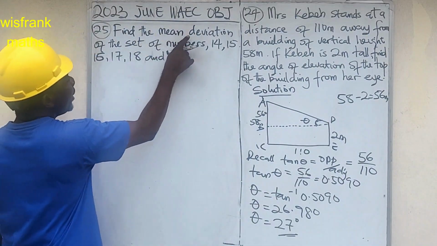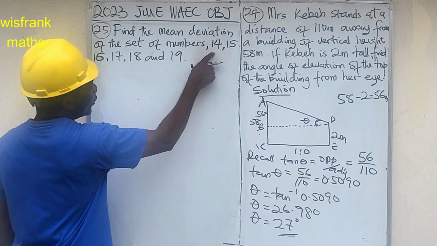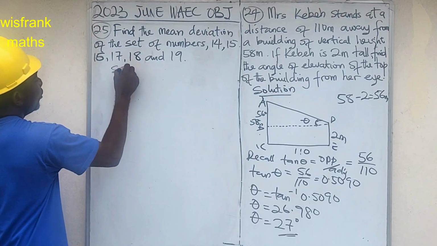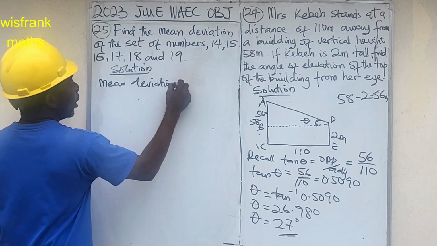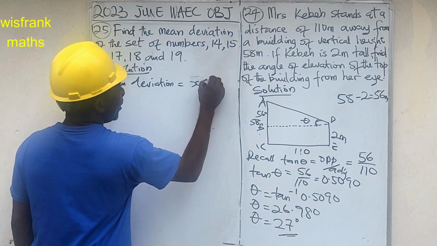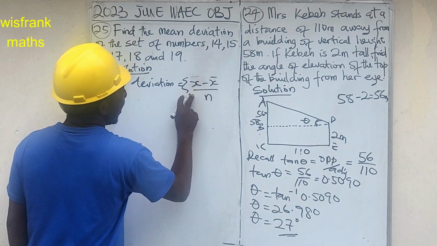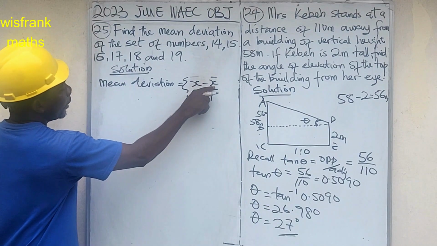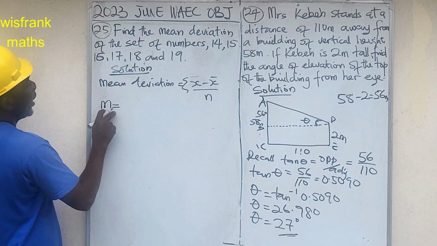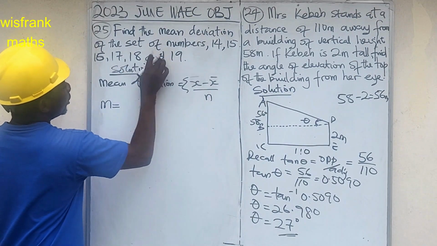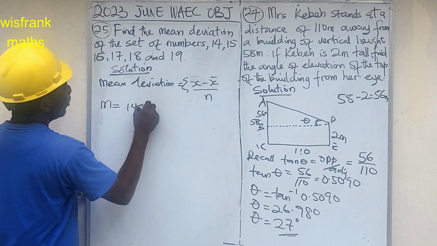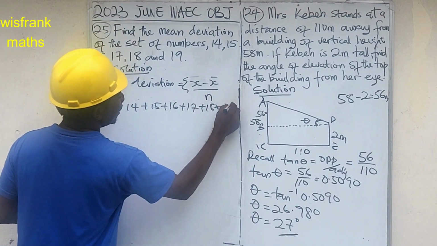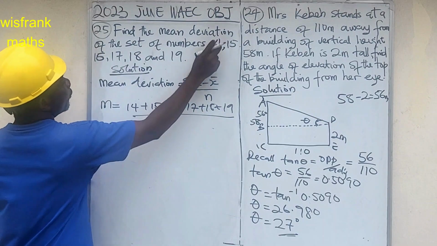25. Find the mean deviation of the set of numbers 14, 15, 16, 17, 18, and 19. So now we have the solution. Our mean deviation equals the summation of absolute x minus mean, all over n. Now we need to find the value of the mean. Mean, which is m, equals the summation of all these numbers over n, which is 14 plus 15 plus 16 plus 17 plus 18 plus 19, all over 1, 2, 3, 4, 5, 6, all over 6.